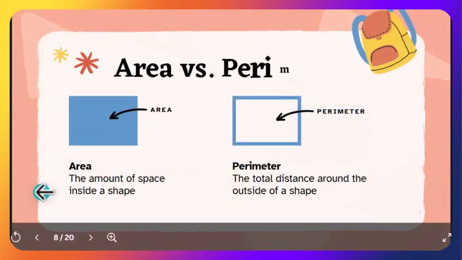Area is the amount of space inside a shape, and perimeter is the total distance around the outside of the shape. You can also call it the frame of a shape.